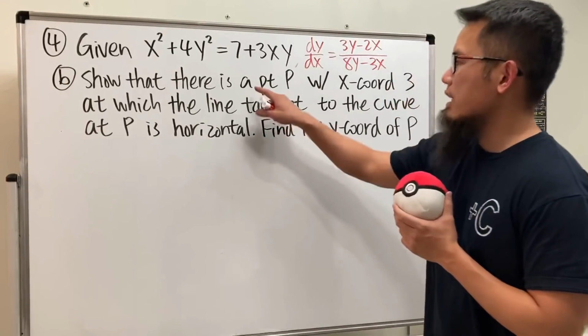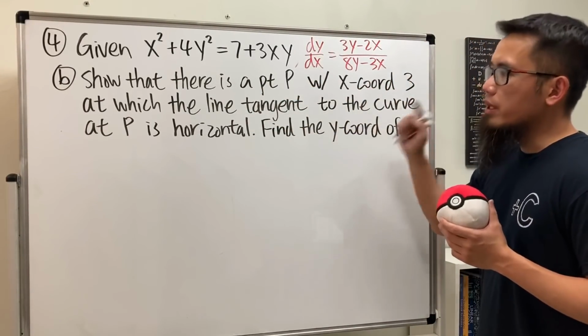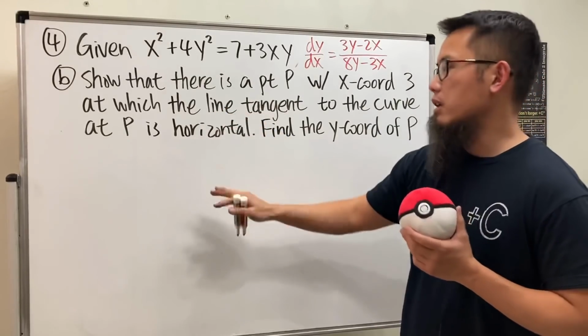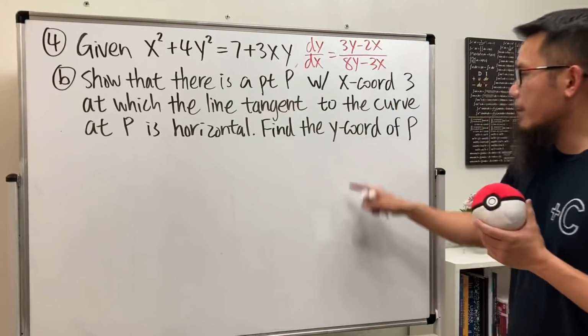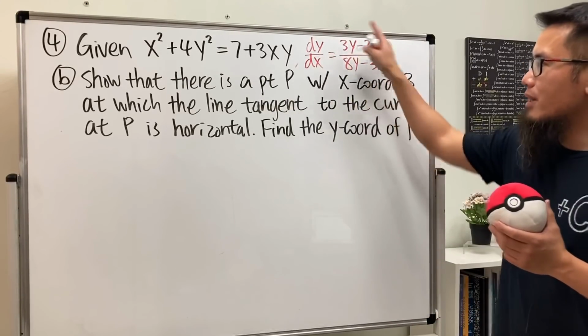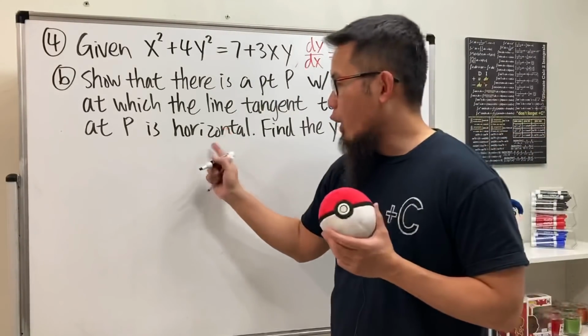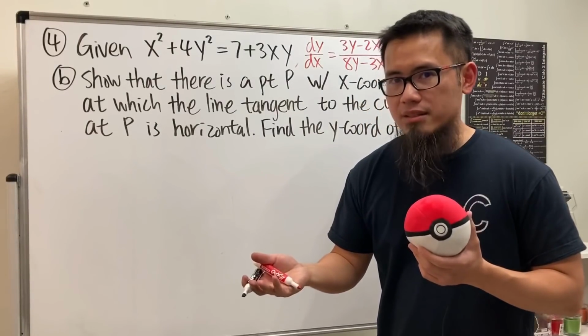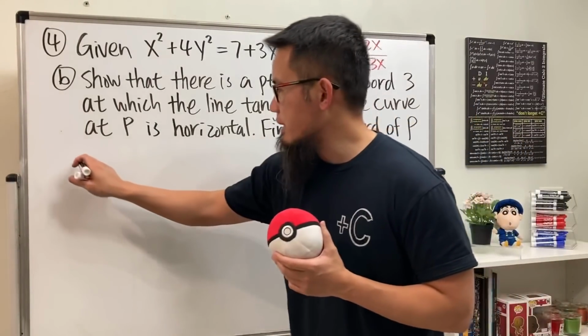Here we have to show that there is a point P with x coordinate 3, and we know that the tangent line over there is horizontal, and we also have to find the y coordinate of P. Okay, so here remember this is our derivative, and horizontal tangent line means dy/dx is equal to 0. So let me just put down the derivative right here.